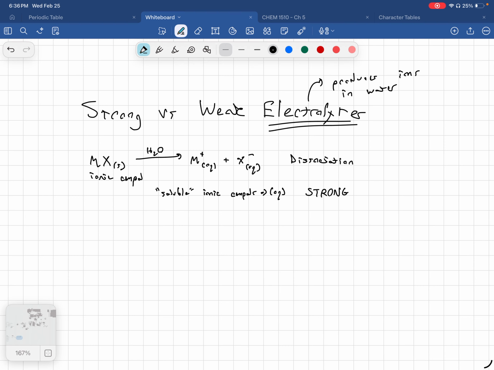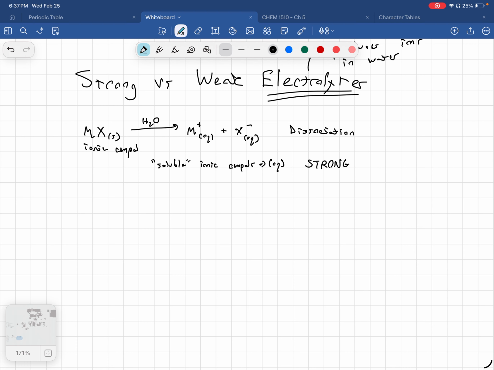One of the original tests for detecting if a substance was an electrolyte is that you would dissolve it into water, and then use a simple circuit with a light bulb and a battery to see if the light bulb lights up when the two terminals, the two ends of your incomplete circuit, get placed in the water solution.